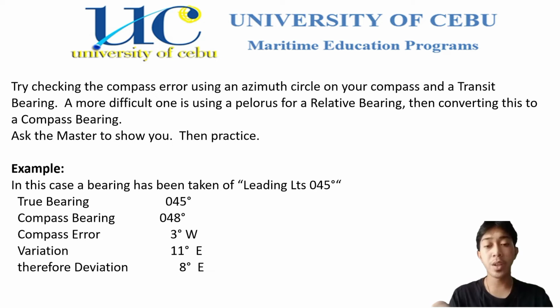Example, in this case, a bearing has been taken of a leading light: true bearing 45 degrees, compass bearing 48 degrees, compass error 3 degrees west, variation 11 degrees east. Therefore, deviation is 8 degrees east.